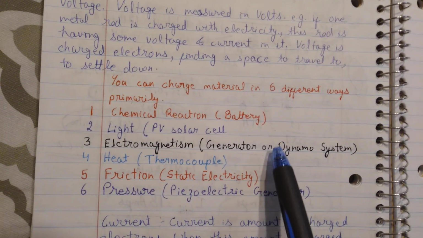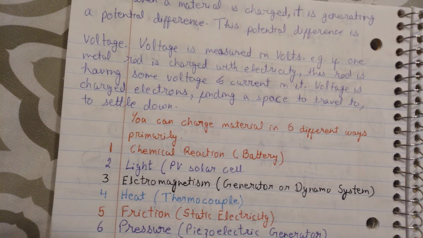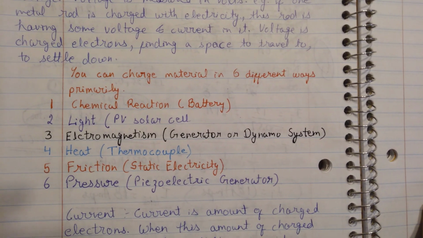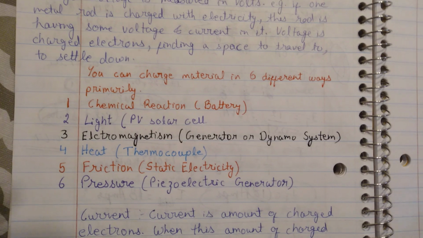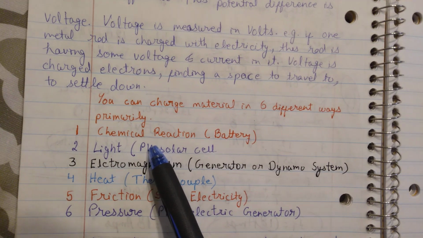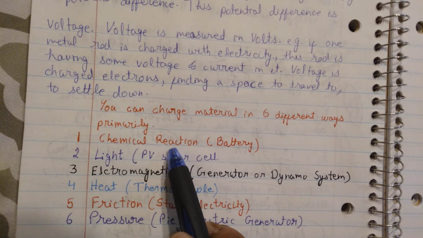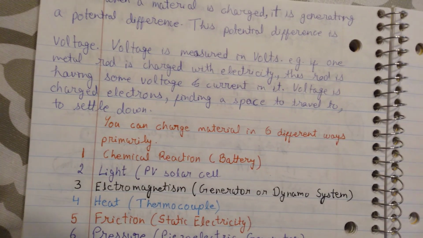You can charge material in six different ways primarily. There are so many methods, so many tricks and tips to charge any material, but these are the basic ones. And the one in which we all have interest is the chemical reaction system, which is through battery. Why are we all interested in it?